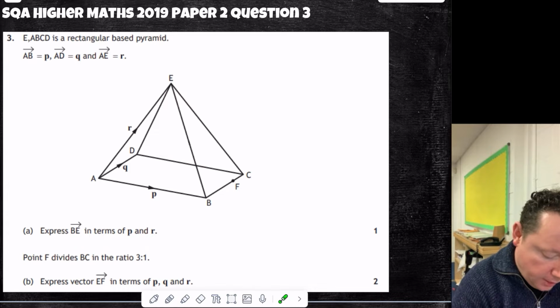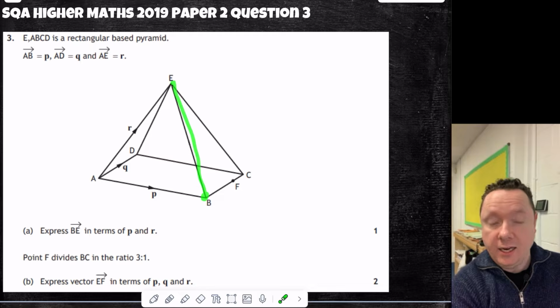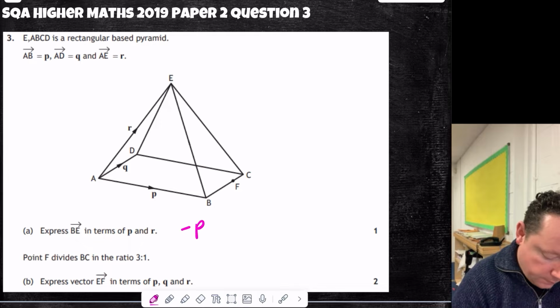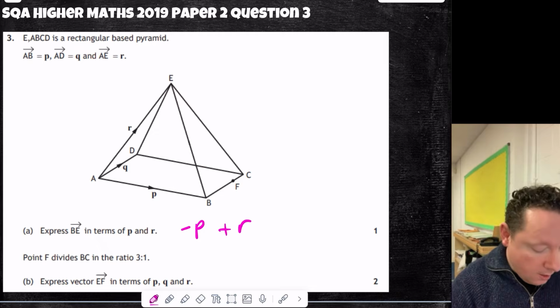So where's B to E? I need to start here and get up to there. So remember, you can take any direction you want. So I can just trace this. I go minus P. So I can write minus P. I've done minus P, and I want to get all the way up to E. So I can go up R, so plus R. And that's it. It really is as simple as that.